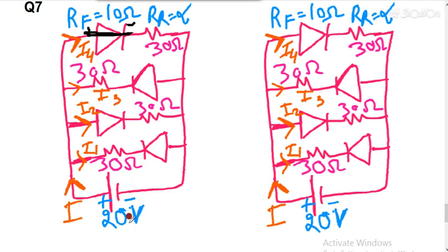Battery is connected in this way. Students, sometimes battery is connected in this way also, negative positive. So take care of that also. You have to take care of that also. But in my questions, almost always the battery is connected in this way.